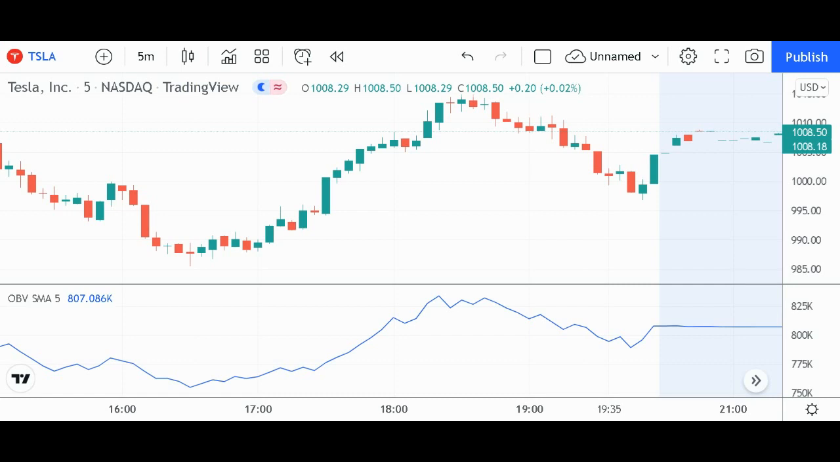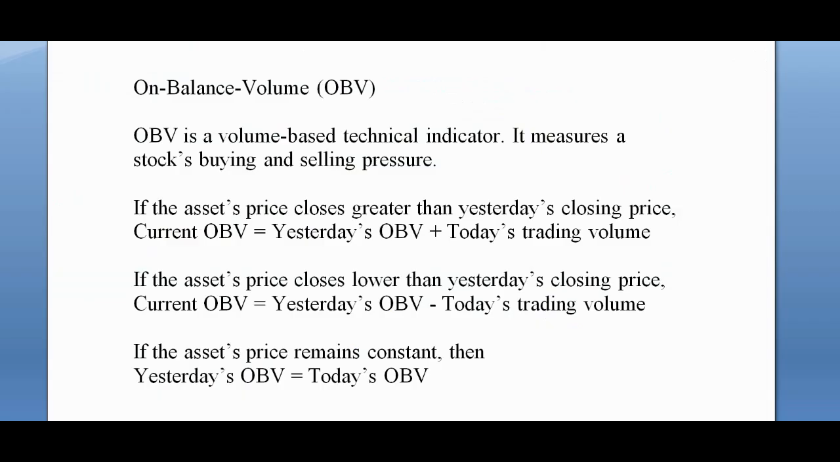Okay, so this is what it looks like on TradingView with Tesla stock, the 5-minute candlestick chart. But first we want to define what this even means. The on balance volume, OBV indicator, is a volume-based technical indicator. It measures a stock's buying pressure and selling pressure.